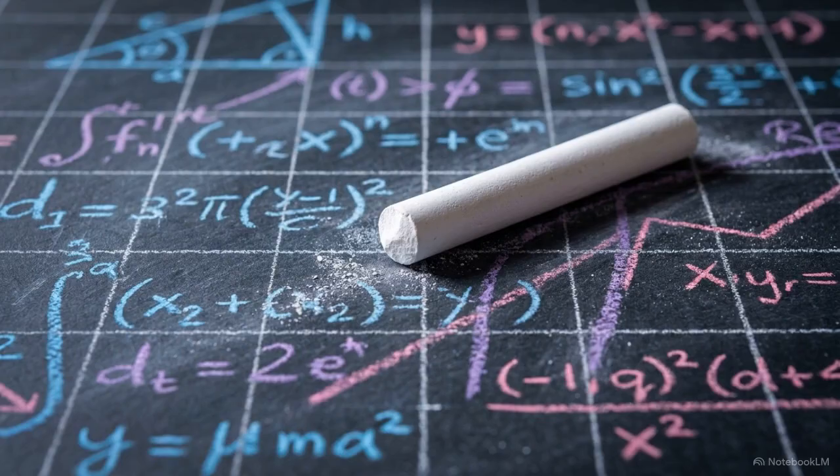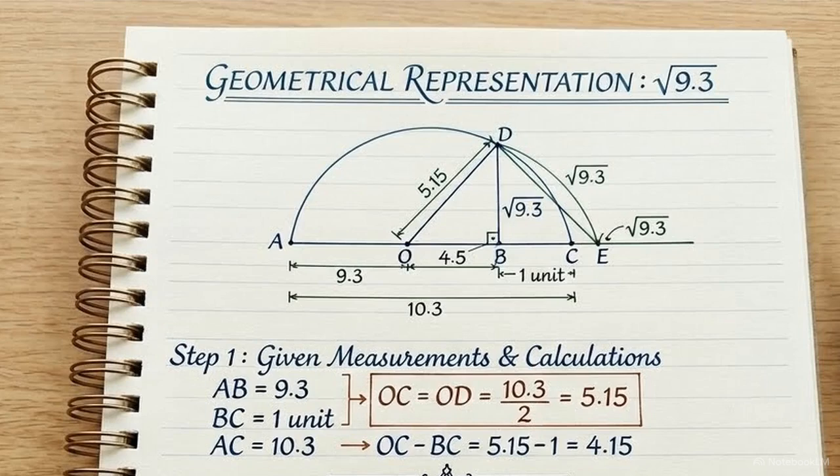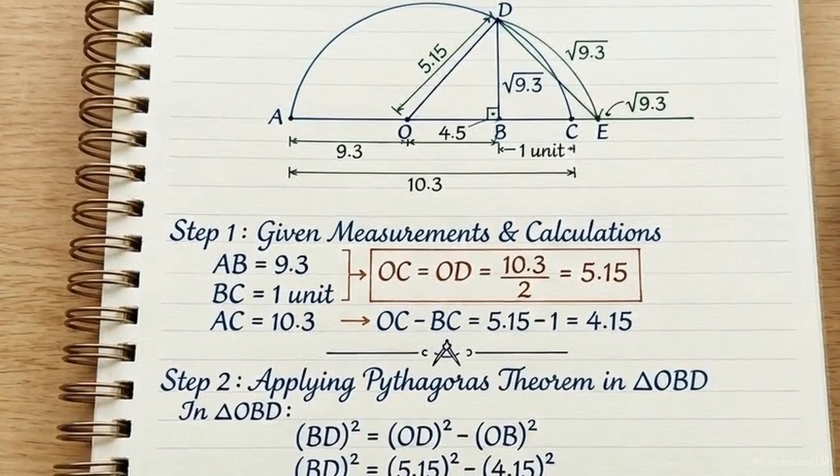Now we must verify why this height is mathematically correct. This diagram shows the geometry we just built. To prove the length of BD, we need to focus on the right-angled triangle formed inside the semicircle, triangle OBD. We can determine the length of the hypotenuse, OD, by recognizing it is a radius of the same semicircle we just drew. Since the total diameter is 10.3, the radius, and our hypotenuse, is half of that, 5.15.